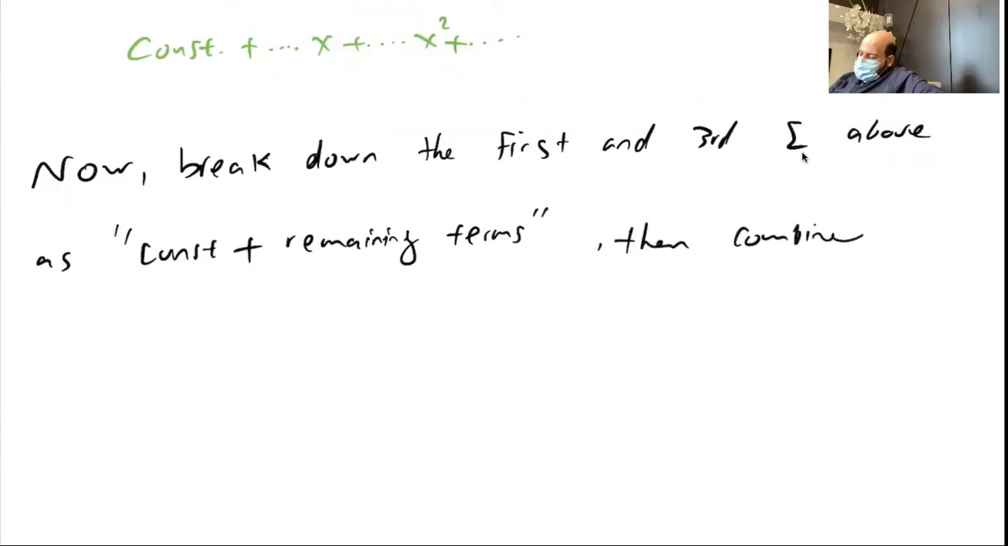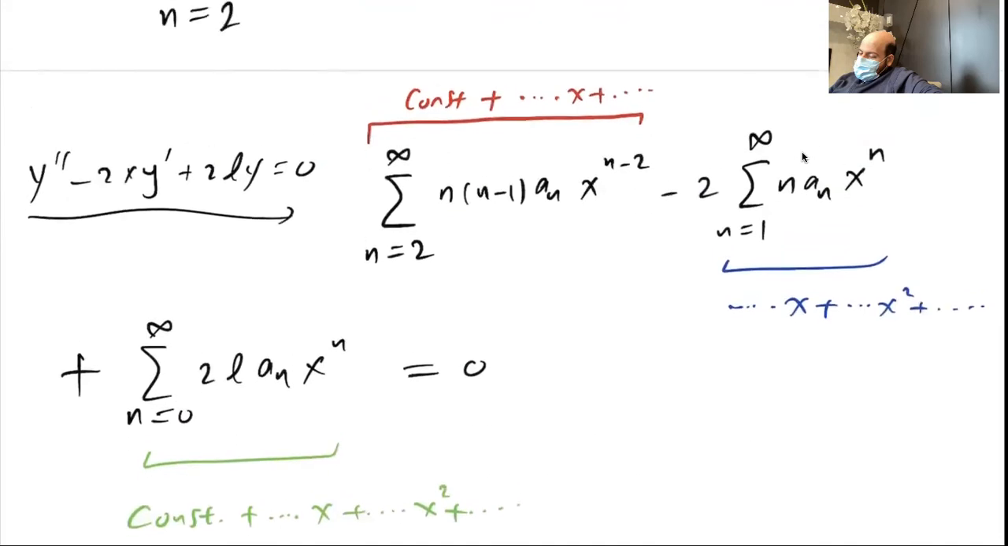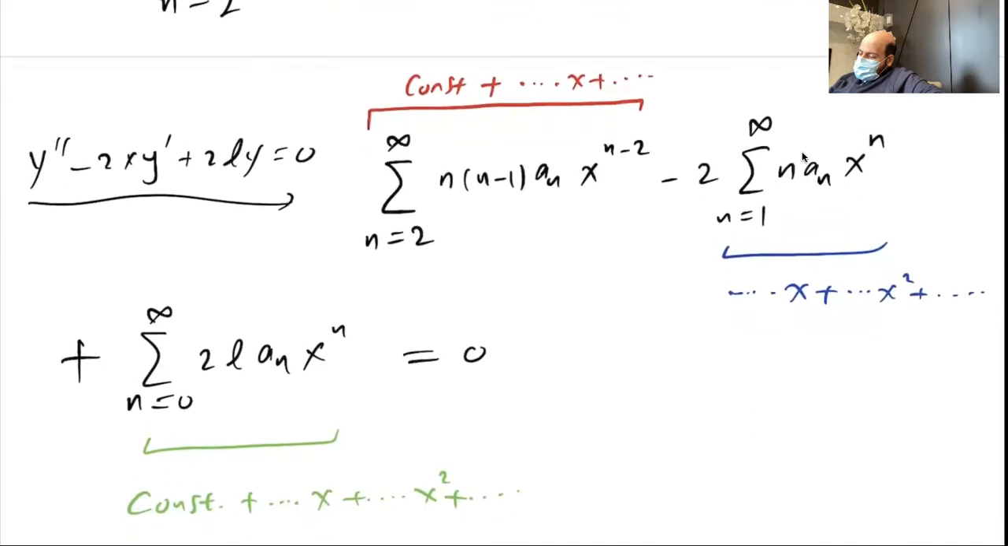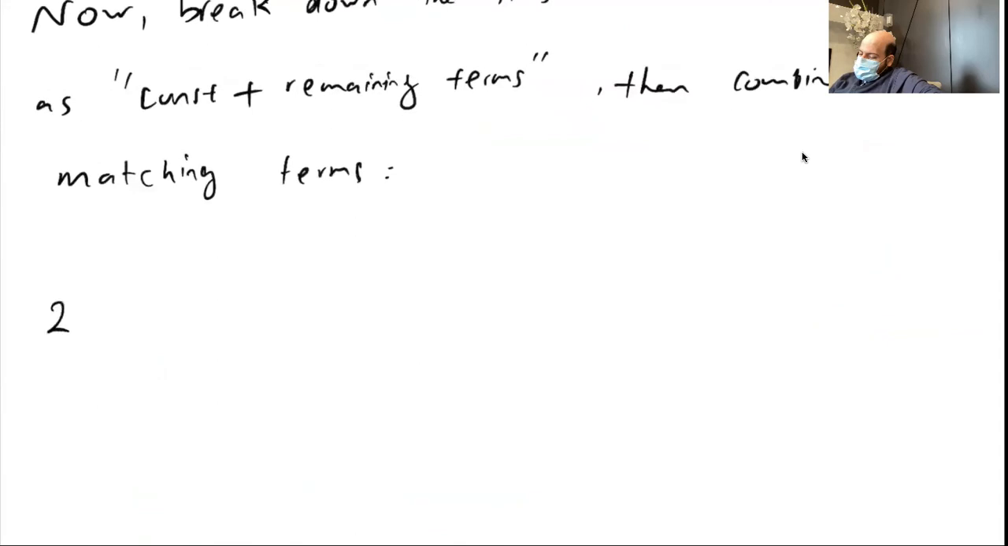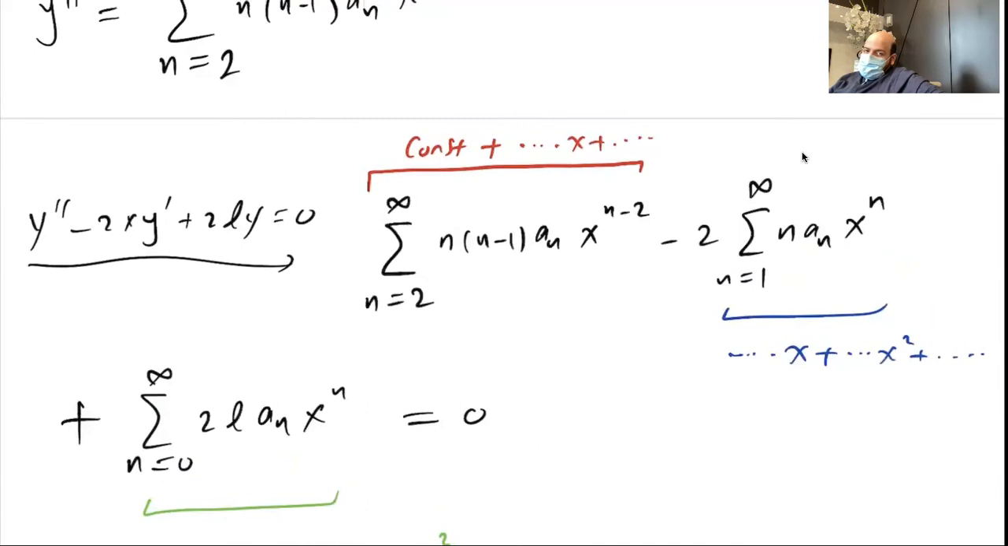Combine matching terms. So first sigma, the constant term: if n is 2, then I'll have 2a2 x to the power 0, which means 2a2, plus, then, so I have separated n equals 2.